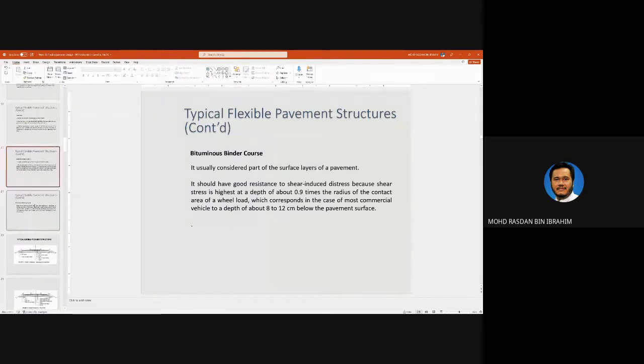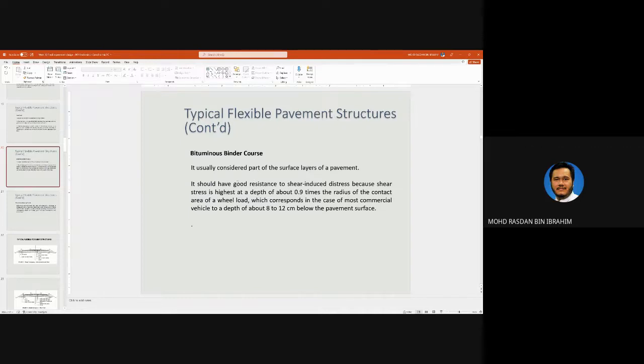And this is the binder course that is right below the wearing course. It can also be that you don't have this binder course, but you can have directly a thicker wearing course. Or you can have the same type of pavement for binder course and also the wearing course. So this is considered as part of the surface layer of the pavement.